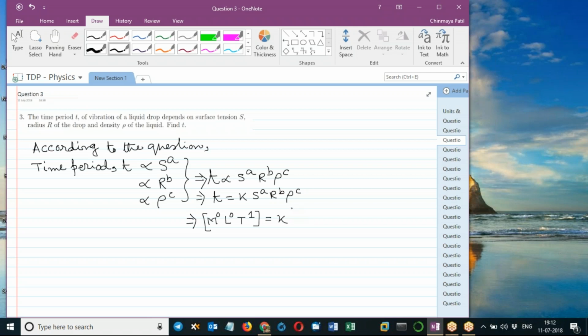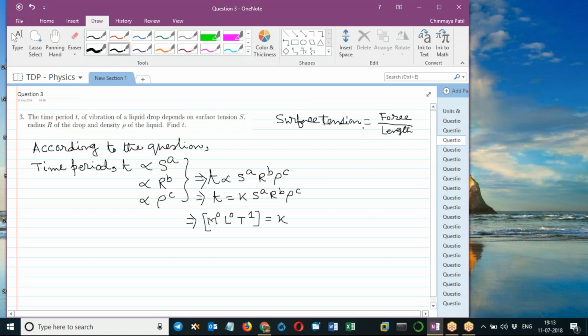Now we need to say what is surface tension. Surface tension is something that will come when we discuss the mechanical properties of solids. It is force by length. Do you remember the dimensional analysis of force? It is M power 1, L power 1, and T power minus 2.